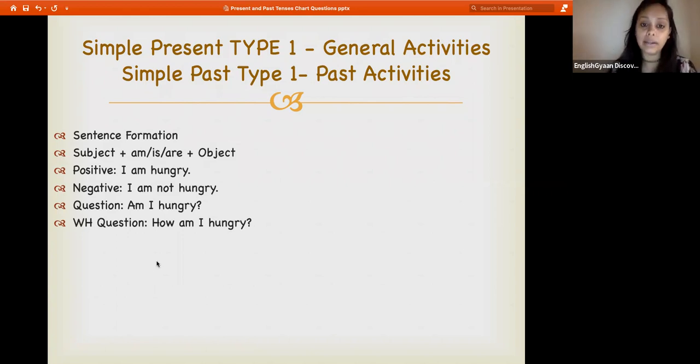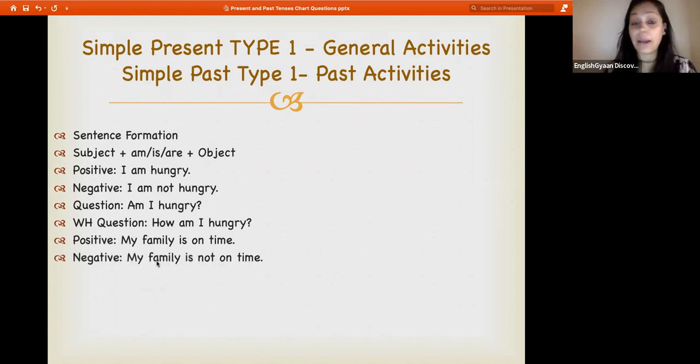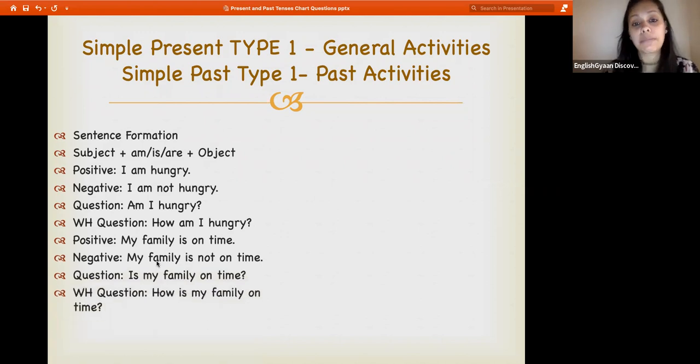Now if I give you an example with is, I will say my family is on time, my family is not on time. Is my family on time? How is my family on time? So these are examples of simple present type 1.